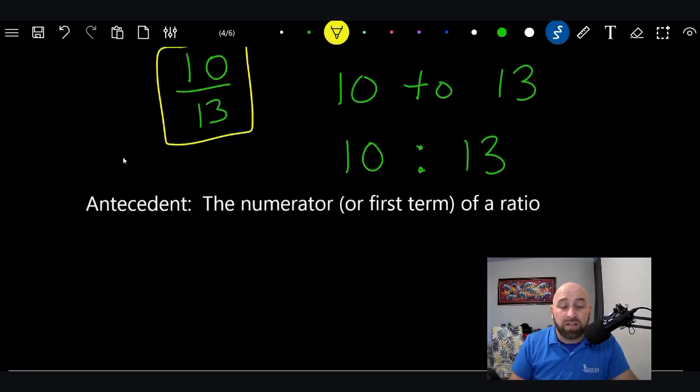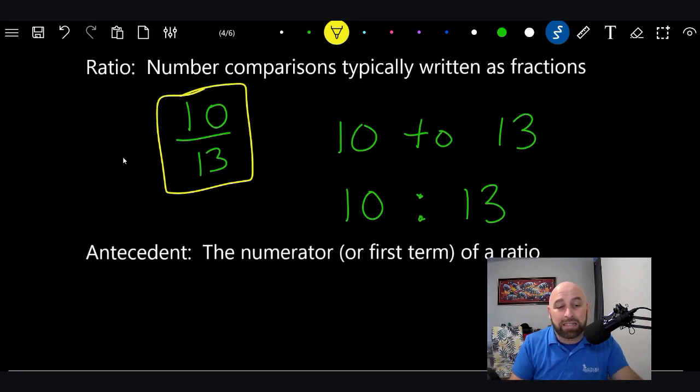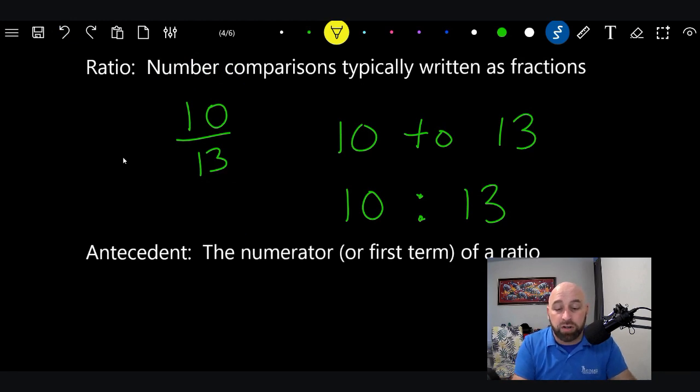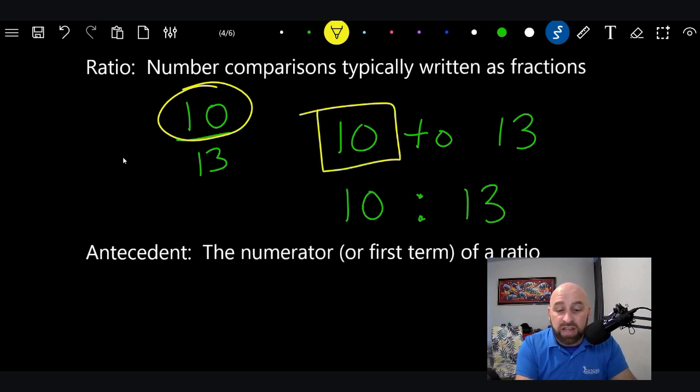All right, next, the antecedent. The antecedent is the first term of the ratio, the first term or the numerator. So in my 10 to 13 comparison, 10 boys to 13 girls, what is my numerator? Well, the 10 is the numerator. Now look over here. This doesn't have a numerator, but this is the first term in my ratio. So the antecedent, or the first term, is the numerator.